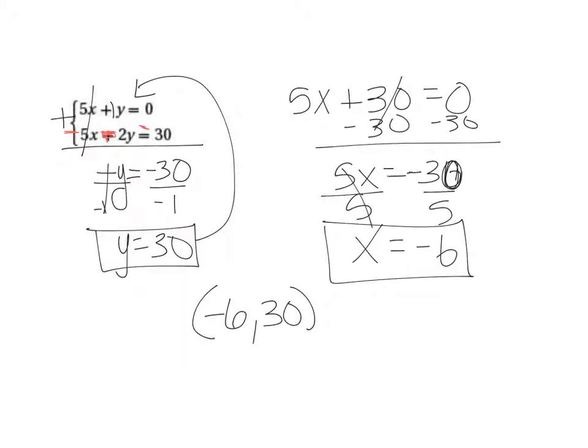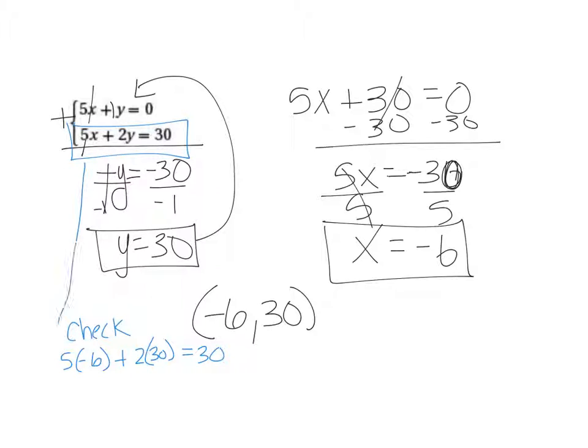I could plug in these x's and y's into the original bottom equation. I could plug it into any one, but say I want to plug it into the bottom equation. This is just for checking. If I take 5x, well, my answer for x was negative 6, so I'm going to put that in there, plus 2 times my y value we said was 30, and I'm going to see if it equals 30. I'm checking this bottom equation, and I'm just plugging in my x and y value. So 5 times negative 6 is negative 30, plus 2 times 30 is 60 equals 30, and when I calculate what's on the left, I get 30 equals 30. So I know that my answer is correct.